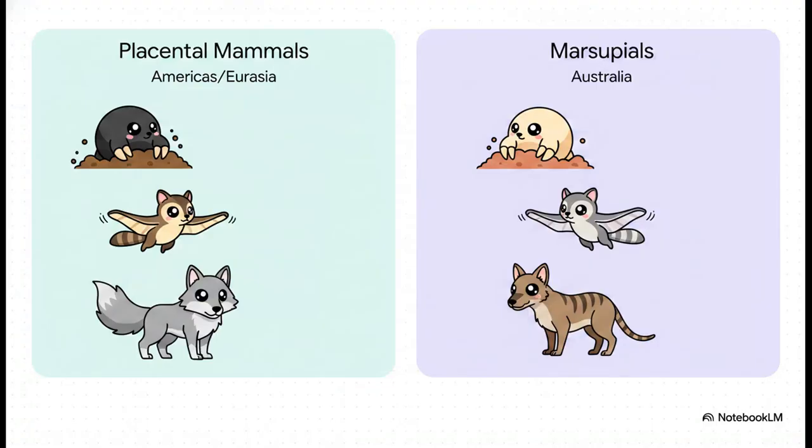And we see this homoplasy play out on a global, almost unbelievable scale. Just compare placental mammals in the Americas with marsupials in Australia. Because they occupied similar ecological niches, on completely opposite sides of the world, totally unrelated animals independently evolved identical traits. I mean, a placental mole and a marsupial mole both became burrowers. The flying squirrel and the flying phalanger both became gliders. It is a stunning example of evolution solving the exact same puzzle twice.